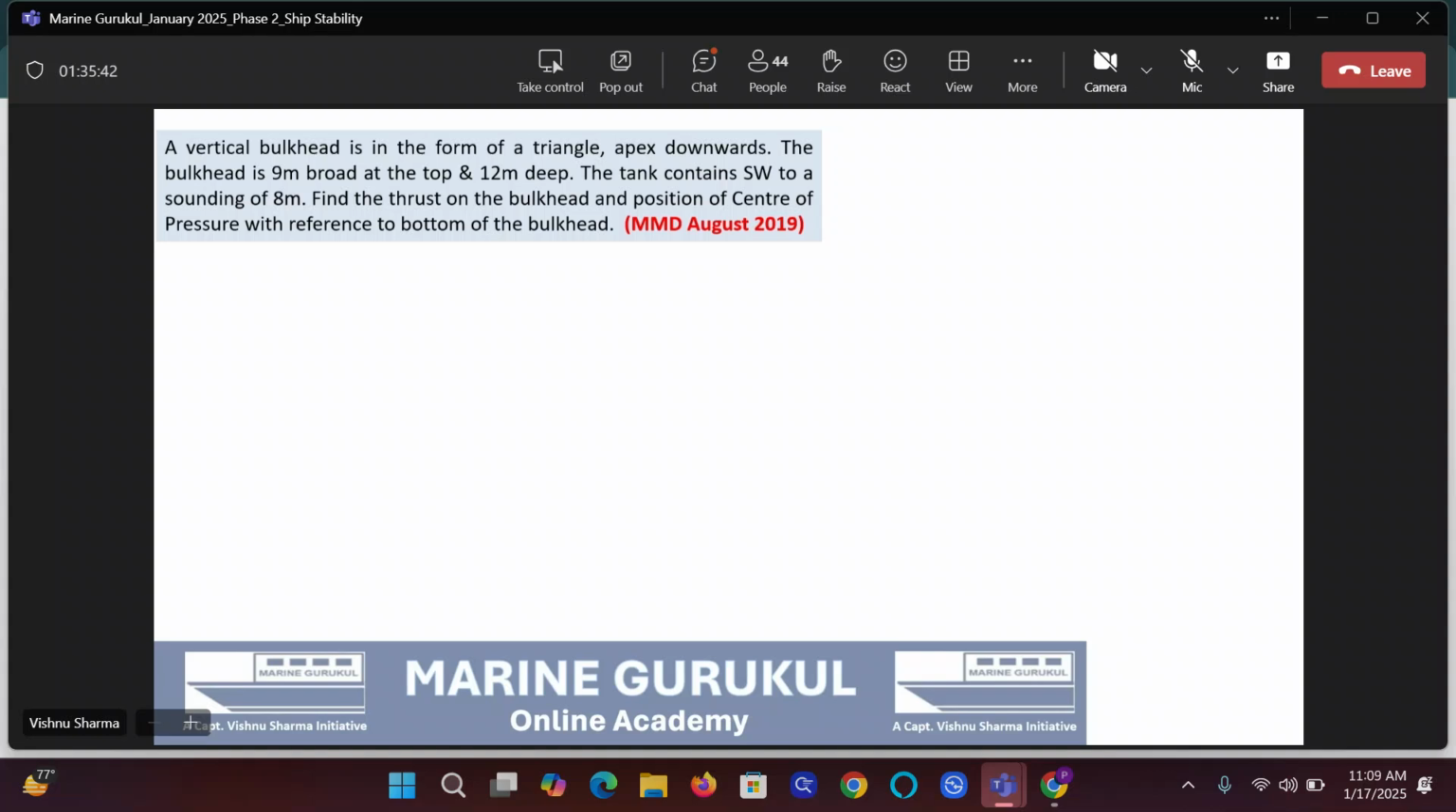Guys, this is from MMD, August 2019. Can you please make the diagram as per the question? Now you take the lead, I'll show you. I have digitized it, guys. My intention is not to run through the class and just keep showing you. Please read the question, make the diagram, load the values from the question, identify the liquid level, and then stop.